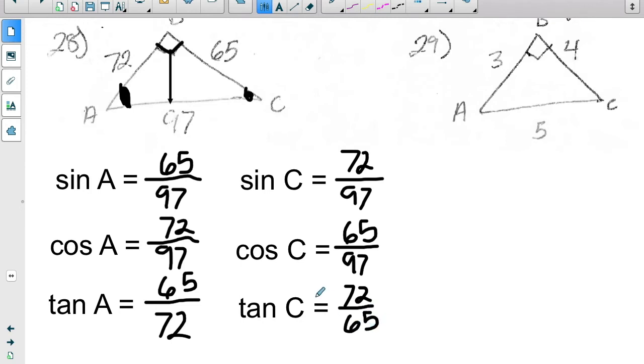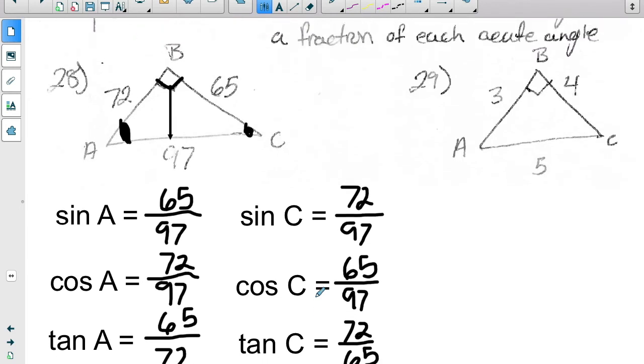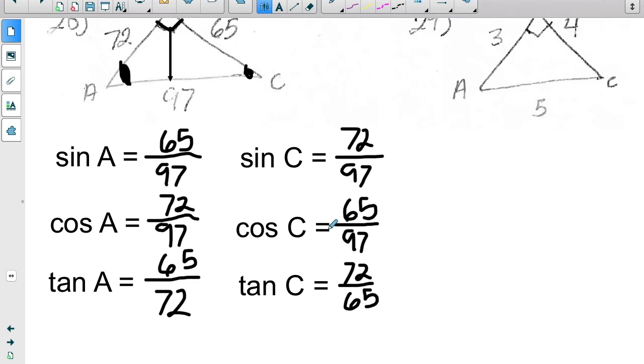And that's it. That's all we have to do for 28. We have all six: sine, cosine, and tangent of A and C, the two acute angles. The way this works out is that we always have the opposite and adjacent side, and the opposite and adjacent side are always dependent on the angle. Opposite side will be the farthest away from it, adjacent side will be next to it, and the hypotenuse is always the side opposite 90 degrees.